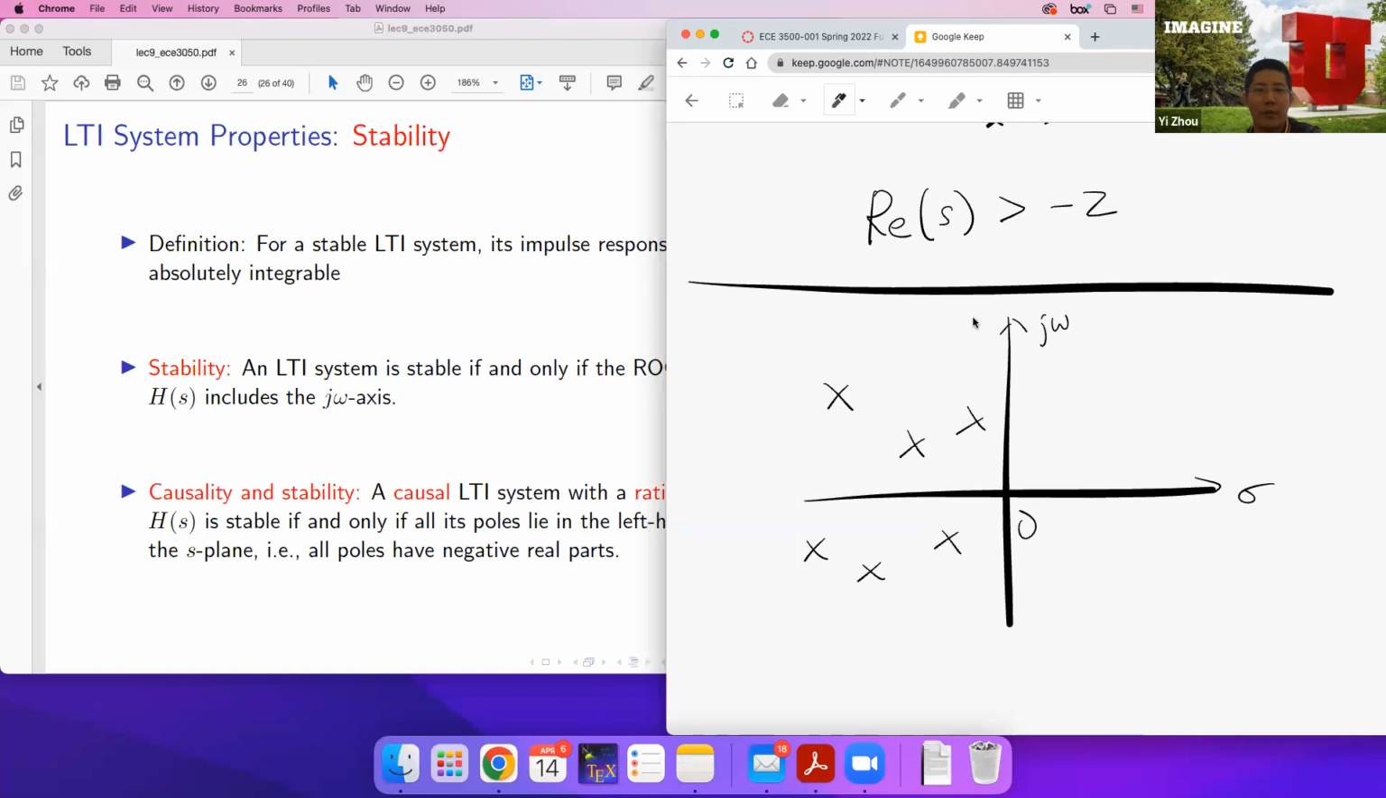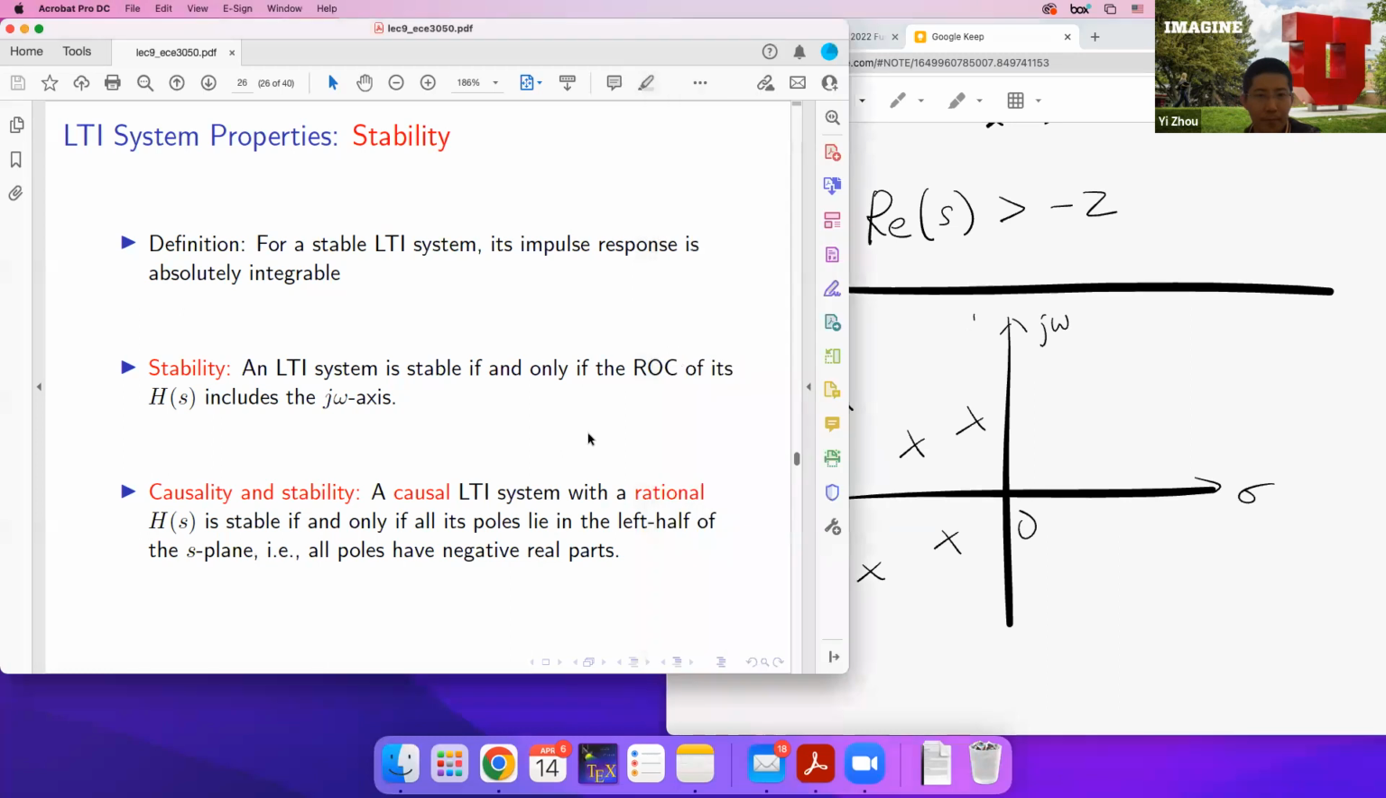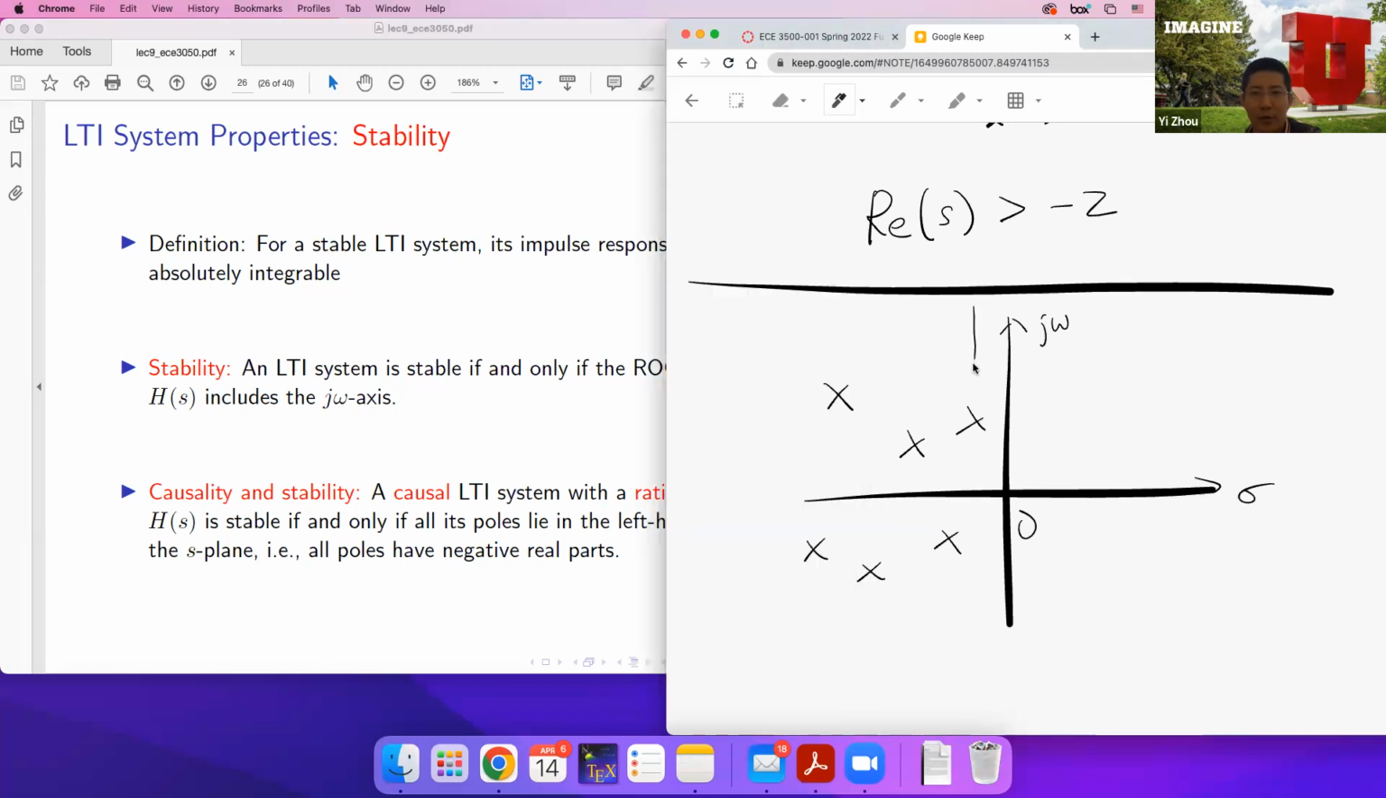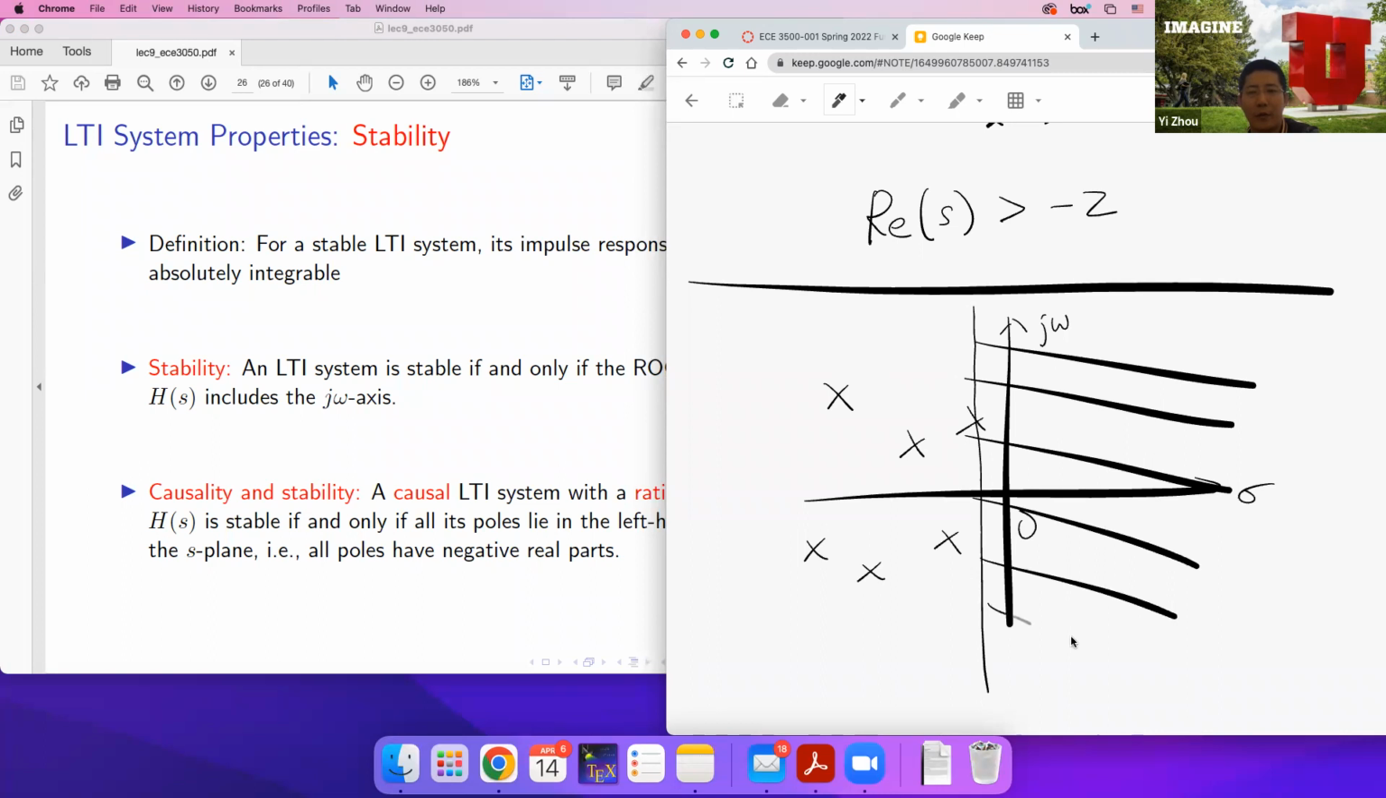Why? On one hand, because all the poles are in the left half plane, the only possibility for the ROC is to the right of the rightmost pole, right, because the ROC should not contain any poles. So first of all, it is to the right of the rightmost pole, so it's right-sided. Second of all, because the poles are strictly in the left half plane, the ROC must contain the y-axis. So both conditions are satisfied.